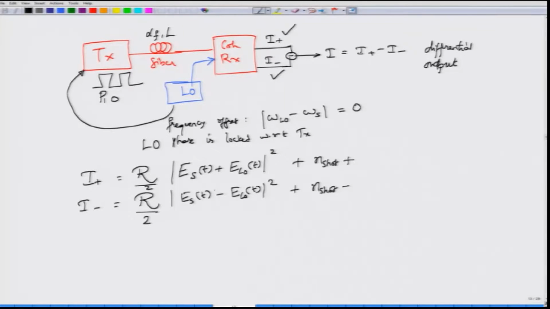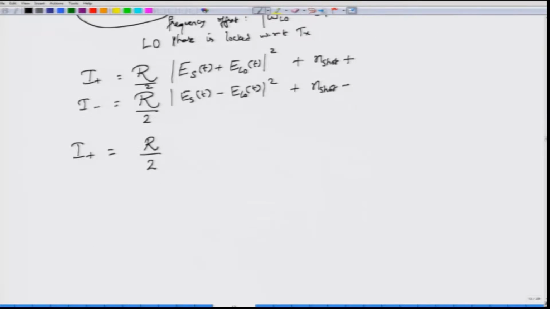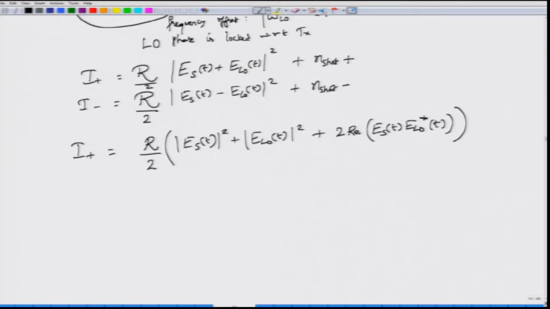To proceed further, let us just evaluate the magnitude square terms. So, consider just I plus for now. I will leave the corresponding expression for I minus as an exercise to you. So, I plus is given by R by 2. Open up this one, you are going to get Es of t magnitude square plus ELO of t magnitude square. These are the two average powers that you are going to see with the signal and the local oscillator, plus there is a 2 times real part of Es of t ELO complex conjugate of t, okay. And there is of course the shot noise term that we are going to anyway have.